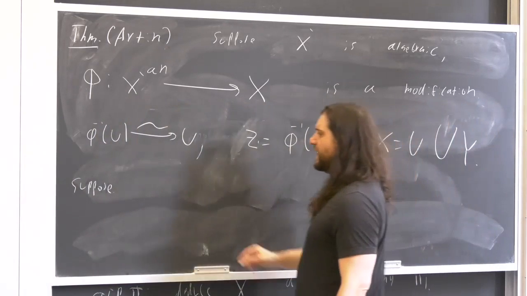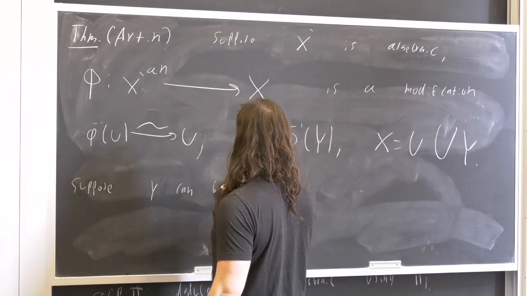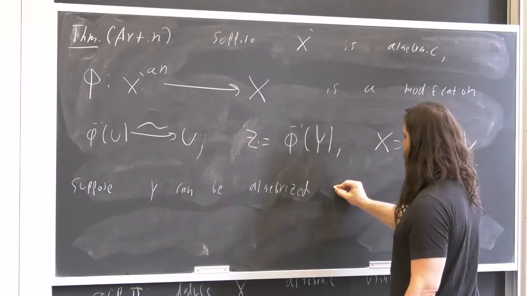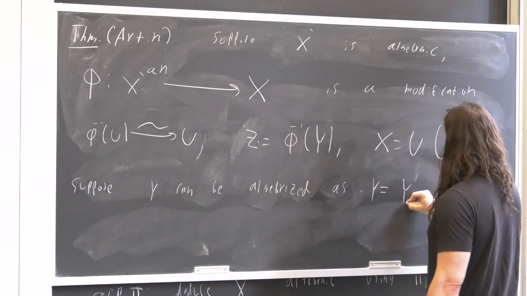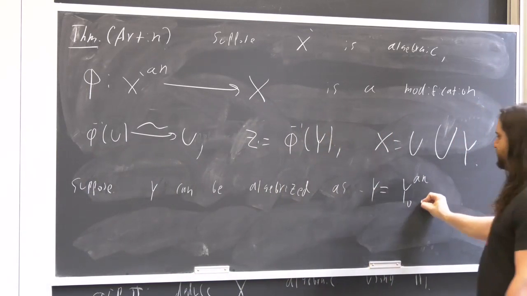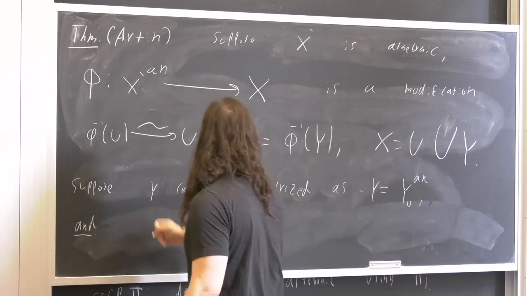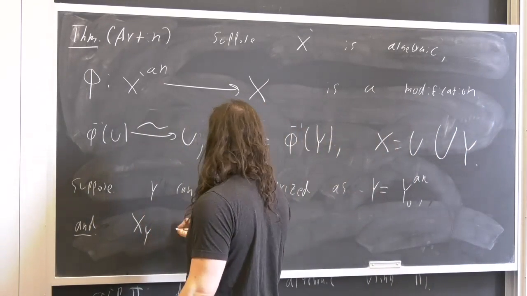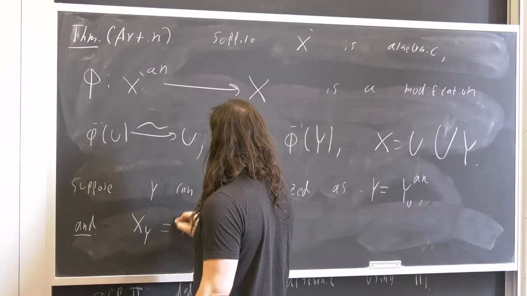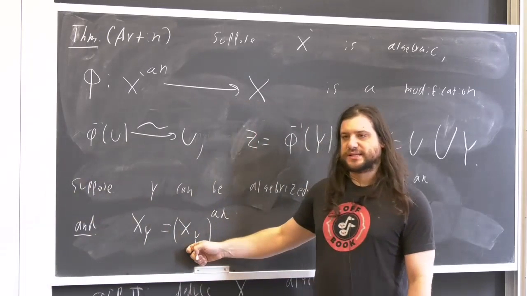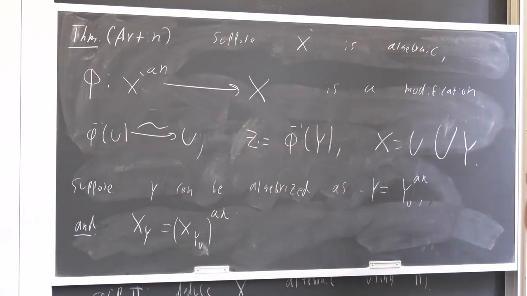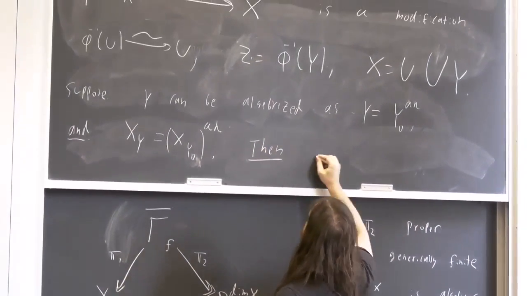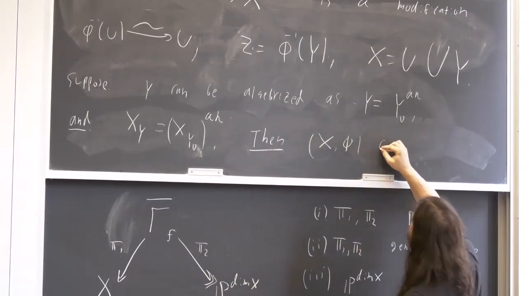Now we're going to suppose the following thing. Suppose Y can be algebraized as Y naught. And moreover, you can't just algebraize Y, but you can algebraize the entire formal neighborhood. So all the infinitesimal segments. X sub Y can be algebraized as some algebraic space, formal algebraic space, X sub Y naught. Right. Then X and phi can also be algebraized.